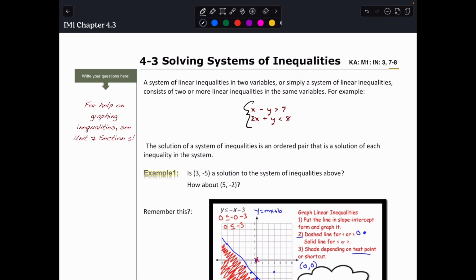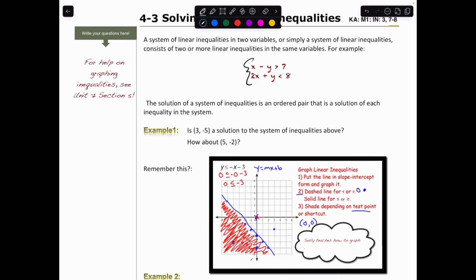Excuse me. But over here in the margin, this is old. You can just say lesson 4.2. We just talked about graphing inequalities in the last lesson.